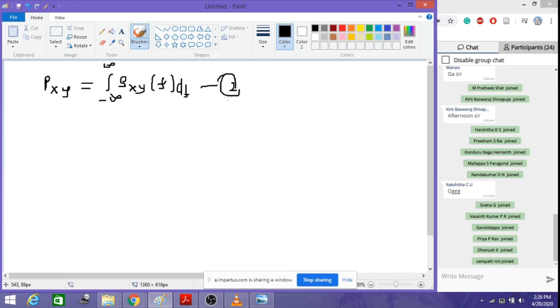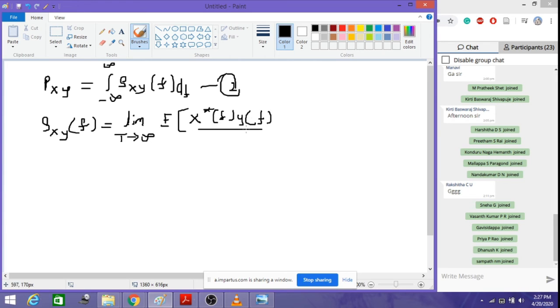Now from equation 1 and 2, you can write Sxy of f is equal to, we can write this as limit T tends to infinity, that is the expectation part. We can represent this as Sxy of f, that is expectation of X conjugate of f and Y of f by 2T. So we'll consider this as Sxy of f.